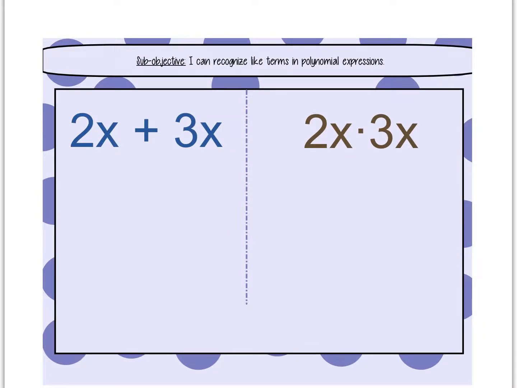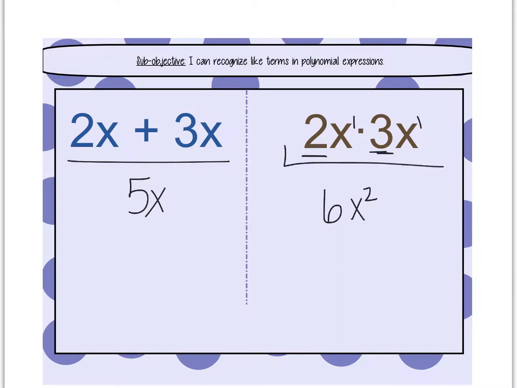So 2x plus 3x is 5x because I'm combining like terms. And 2x times 3x, I'm going to multiply. And then x to the first times x to the first is x to the second. So adding, combine my like terms; multiplying, I multiply my coefficients, and I add the exponents.